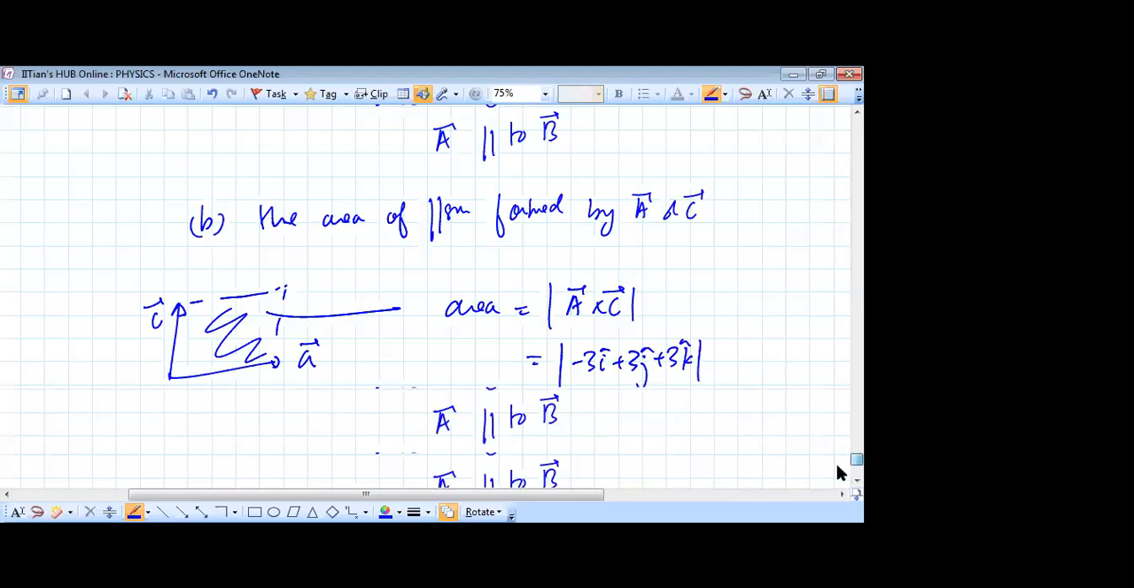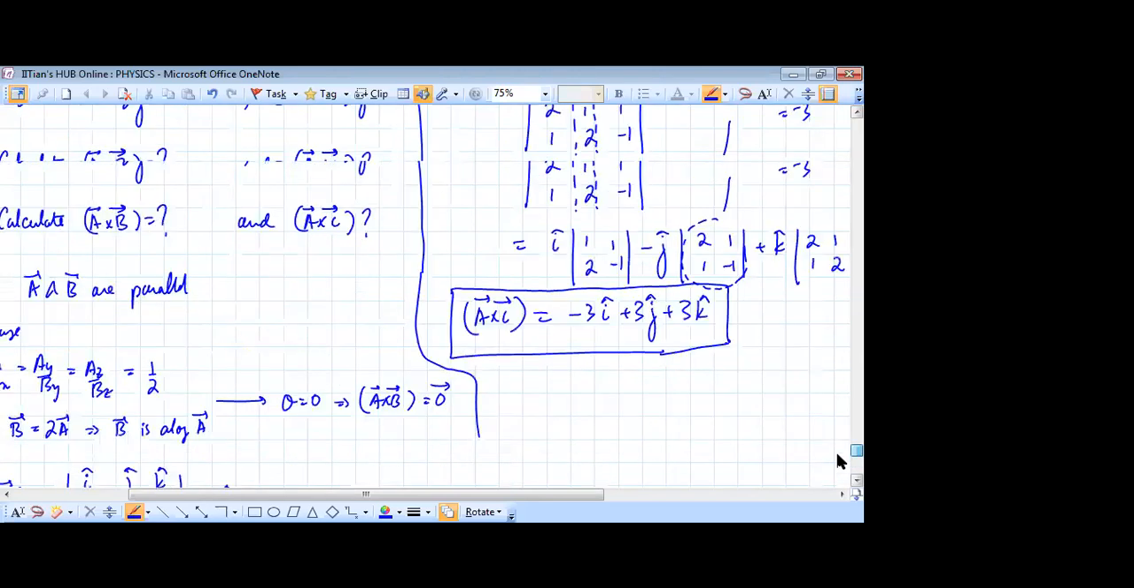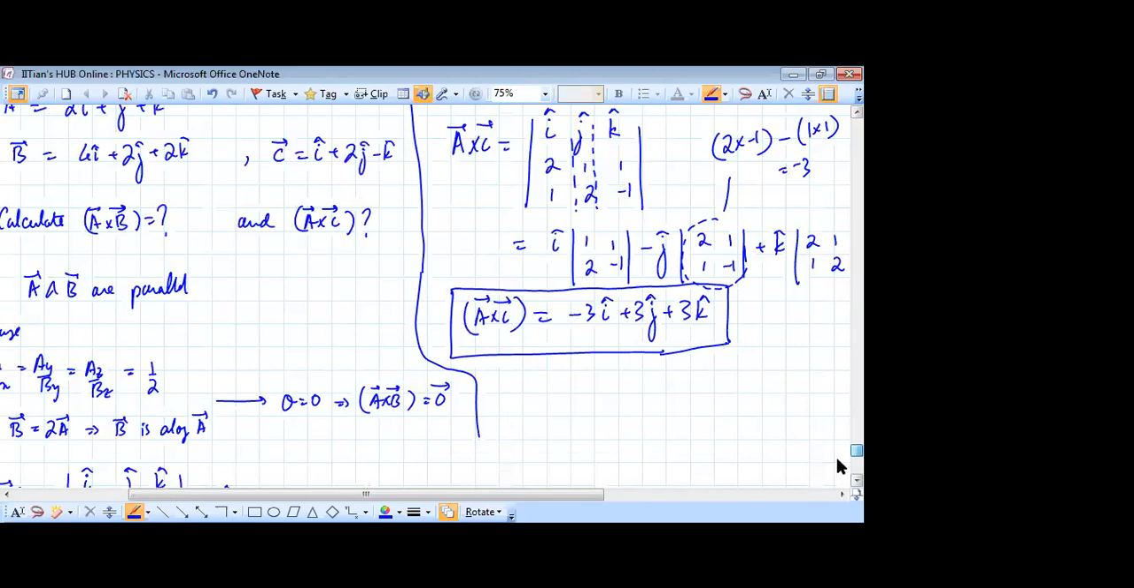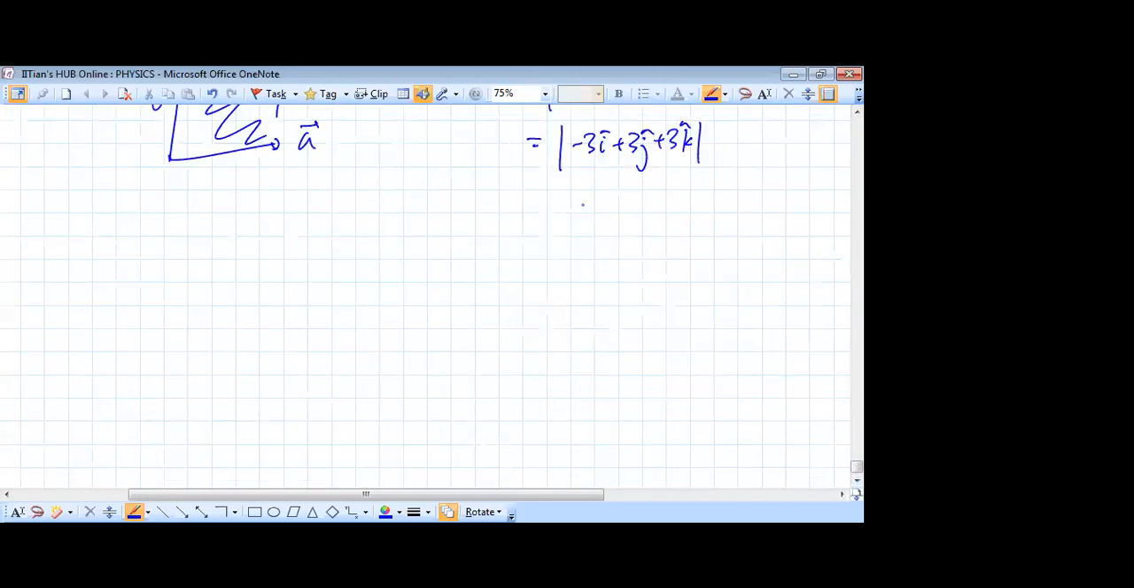This vector: minus 3 i cap plus 3 j cap plus 3 k cap. So its magnitude will now be what? 3 root 3. Okay, so this will be this area.